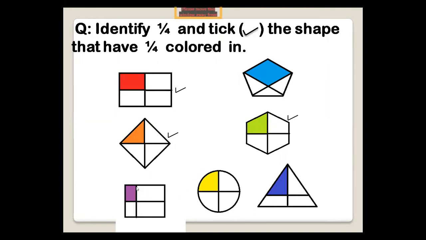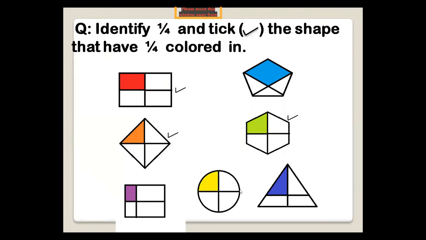It is a square. Is it divided into four equal parts? No, it is not divided into four equal parts. The shaded part is smaller and the other parts are bigger, so it is not equal in size. So we will not put the tick on it.